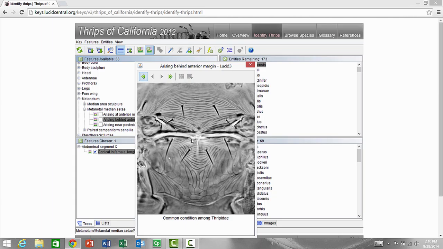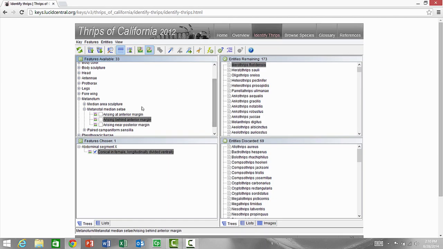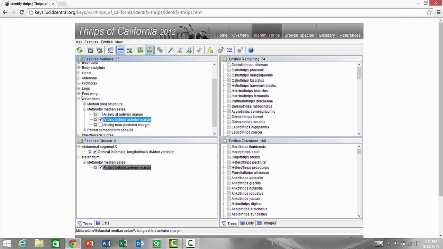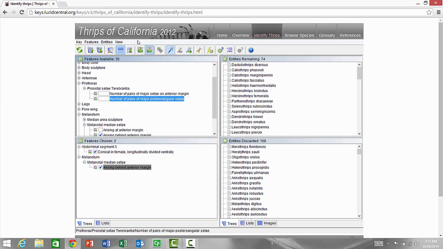And you'll see we generate an image that indeed looks like our actual specimen. So if you're unsure of that character, one of the nice things about this key is for most of the features, there is an illustrated image to see that. But it's very obvious that it arises behind the anterior margin, and so I've chosen that. Now we have 168 species that have been discarded, and we have remaining 74 species that have those two characters that we've chosen so far.